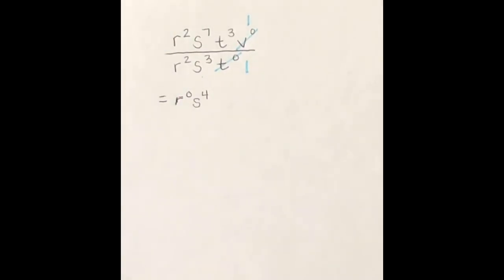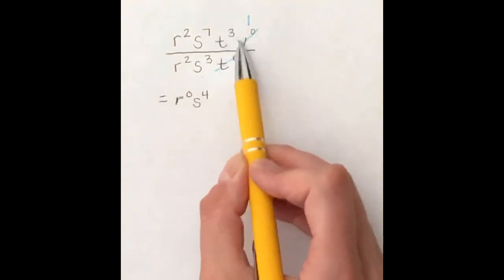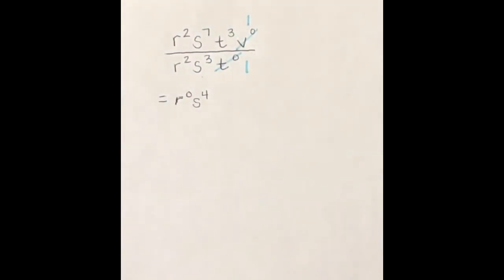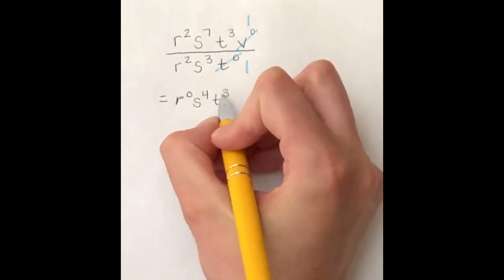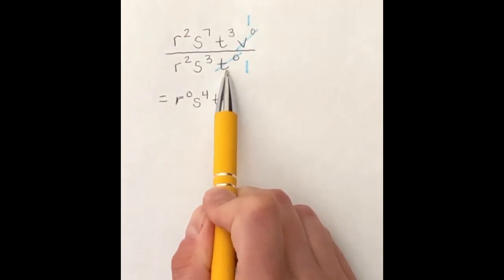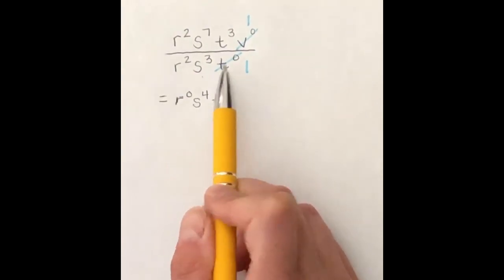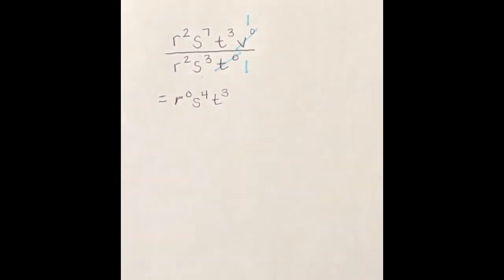And now we're going to look at t. Well, because we made this a 1, we only have this t cubed at the top. So that's just going to come down and become t cubed. Now, if I hadn't changed this to a 1 at the start, I could do 3 minus 0, which is still going to get me to t cubed, so it doesn't change anything.